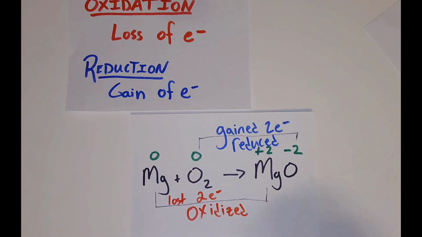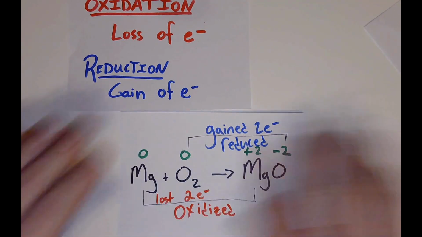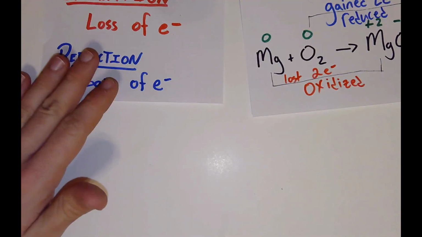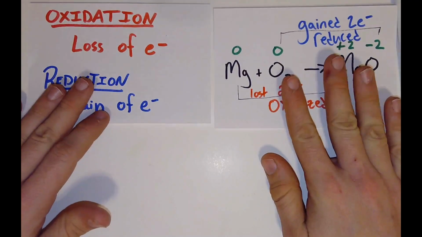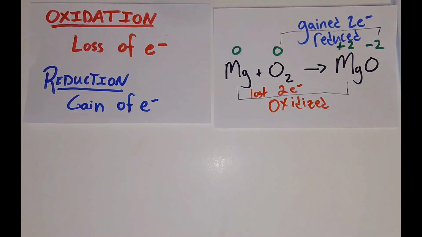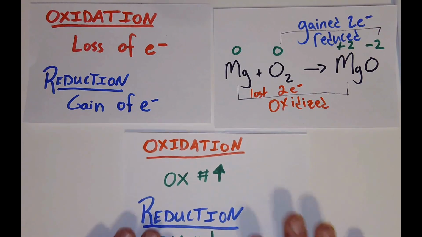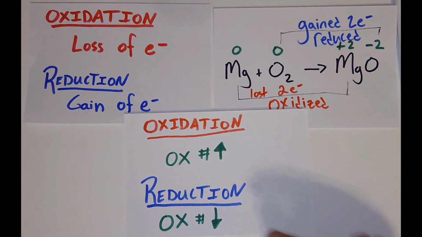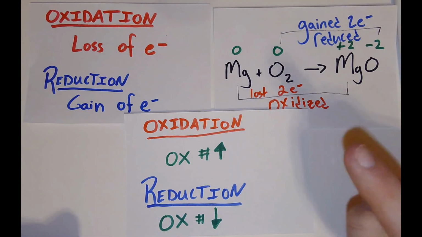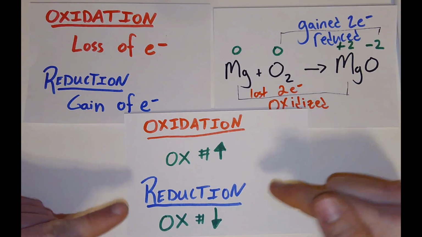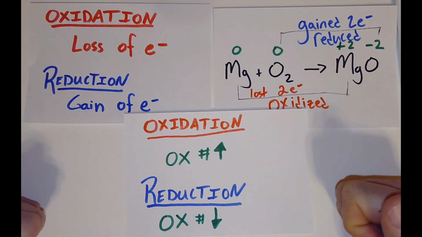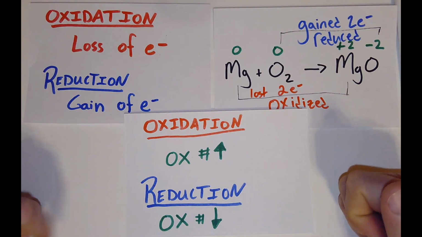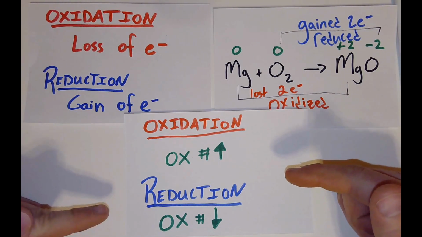But this lets us come up with a shortcut. If these two things are true, which they are, well then I can have a new thing, which is, in an oxidation, the number goes up, and in a reduction, the number goes down. And finally, something that actually makes sense. Let's actually check in really fast.